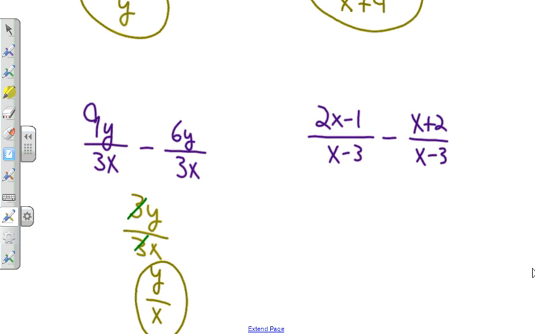Now, this is the first problem where things get a little bit tricky. This negative applies to the entire numerator. Okay? This subtraction doesn't just apply to this x, it applies to the x plus 2. So what I'm going to have here is 2x minus 1 minus x minus 2. You must give that subtraction to everything in the numerator. You must distribute it to the x and the positive 2.